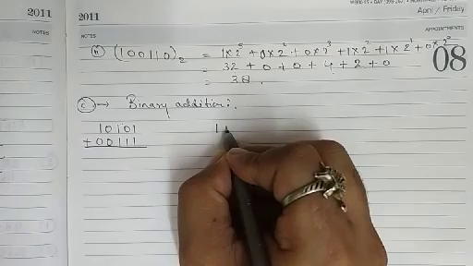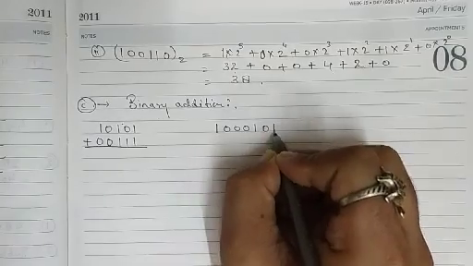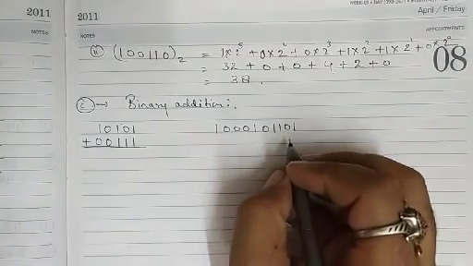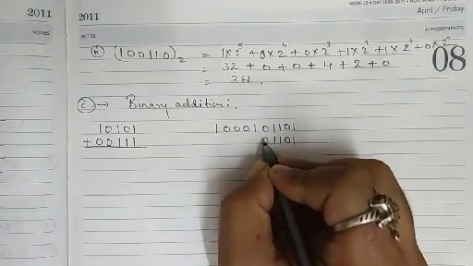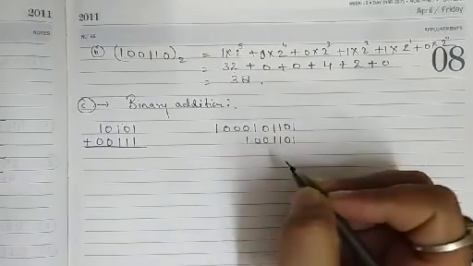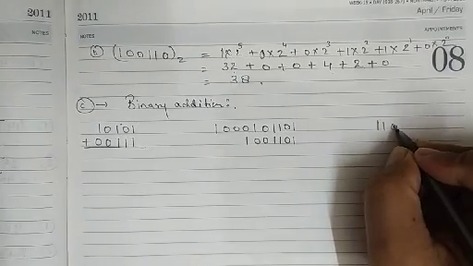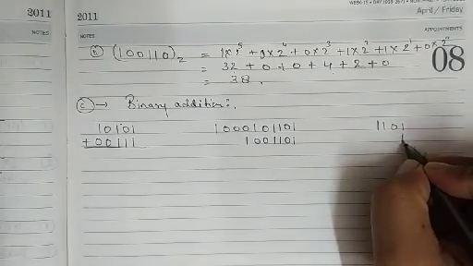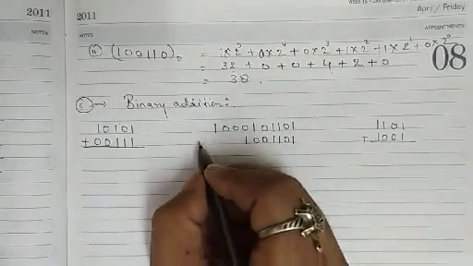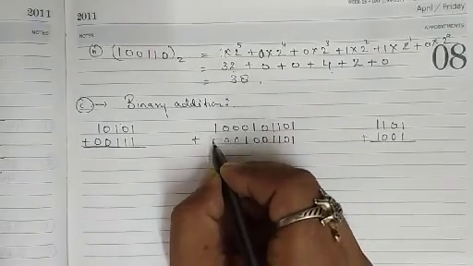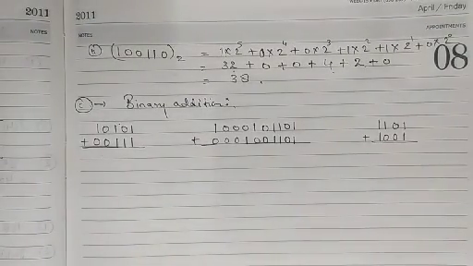1. Now 3 zeros are there. 1 0 1 1 0 1. Then 1 0 1 1 0 0 1. Third part, 1 1 0 1 added to 1 0 0 1. This we have to add. See, here there are no numbers, so we will fill it with 0. Right? This is the binary addition.